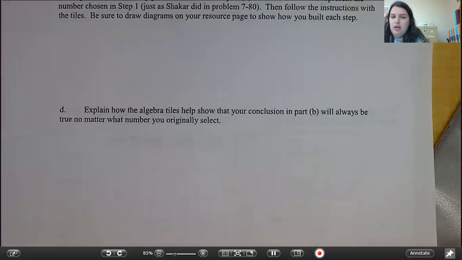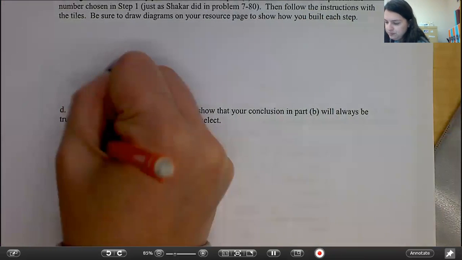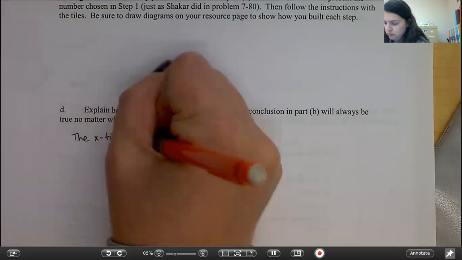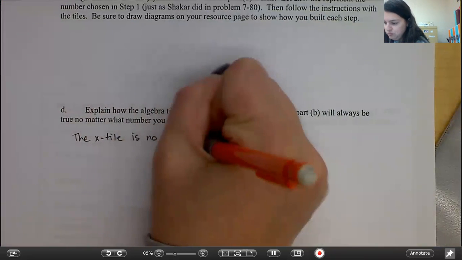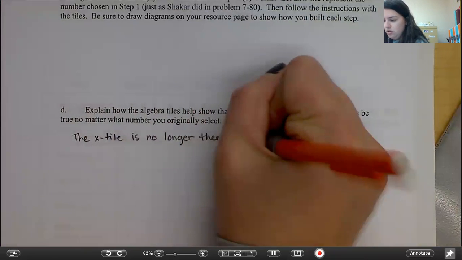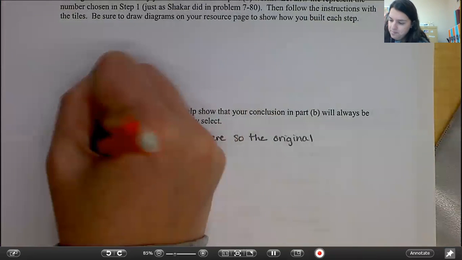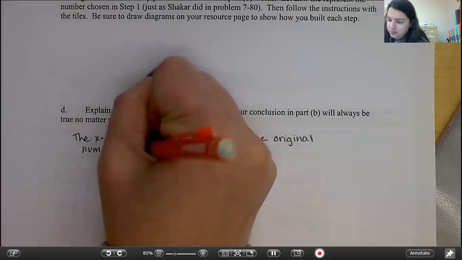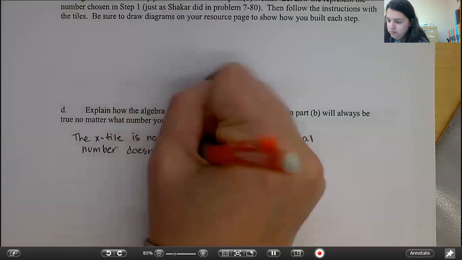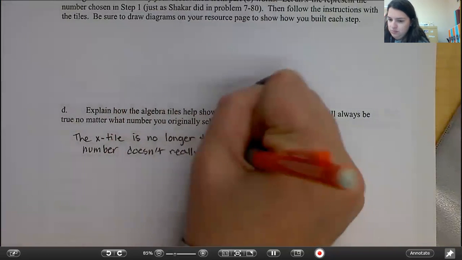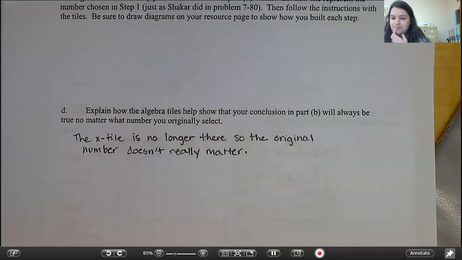Part D says, explain how the algebra tiles help show that your conclusion in part B will always be true no matter what number you originally select. So same thing as what we talked about on the previous problem. The X tile is no longer there. So the original number doesn't really matter. Okay.